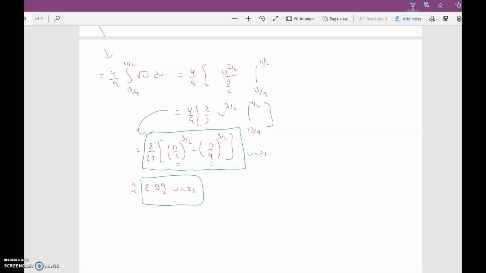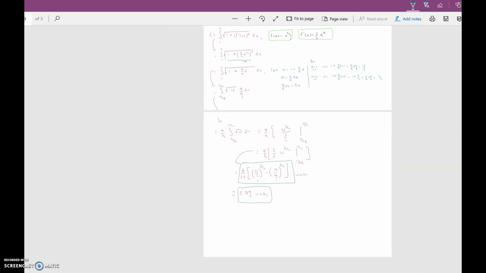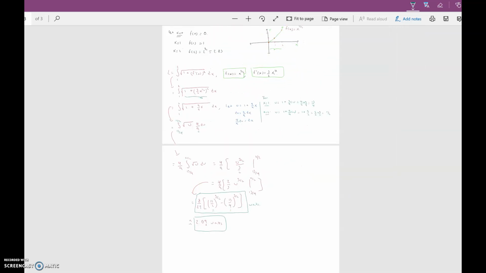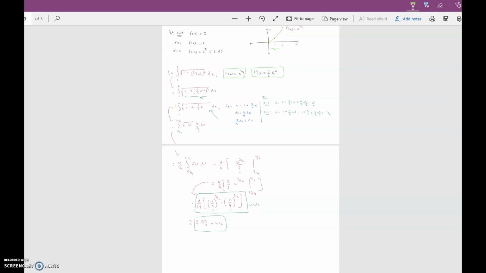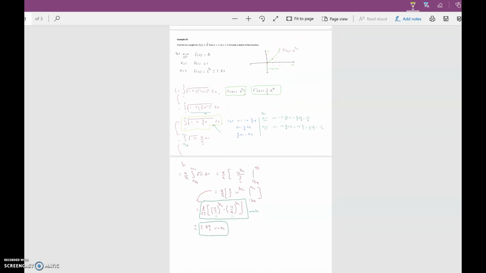This is what I was referring to earlier, that it could be really messy. Also, your integral here may not simplify quite easily. So after this point, and I'm talking about this one, you may require a numerical approximation such as Simpson's or midpoint rule. In this case, I'm getting 2.09 as an approximate value for the length of this curve.